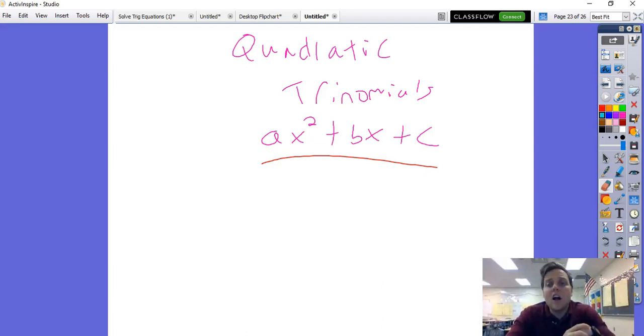Hey guys, we're going to talk all about factoring, okay? And to be specific, I said we're going to talk all about factoring, but I really mean we're only going to talk about factoring quadratic trinomials. This is what a quadratic trinomial looks like: ax squared plus bx plus c, okay?